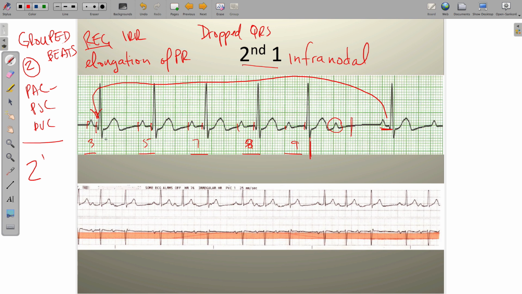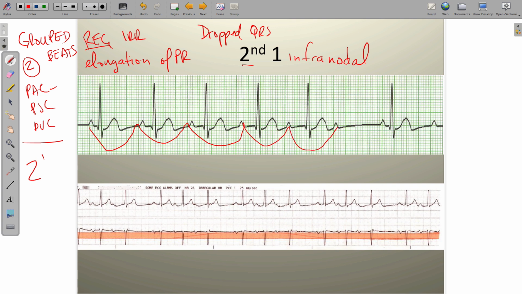And here's how we do it. We look at the P to P interval. So again, let me clean up a little bit of this slide here so that you can see what's happening. But if you look at the P to P interval here, what you'll notice is that the P to P interval is extremely constant here. So if you look at this P to P interval, the P to P interval is exactly the same. Now, that's second degree type 1 heart block. So if the P to P is constant, it's second degree type 1 heart block.